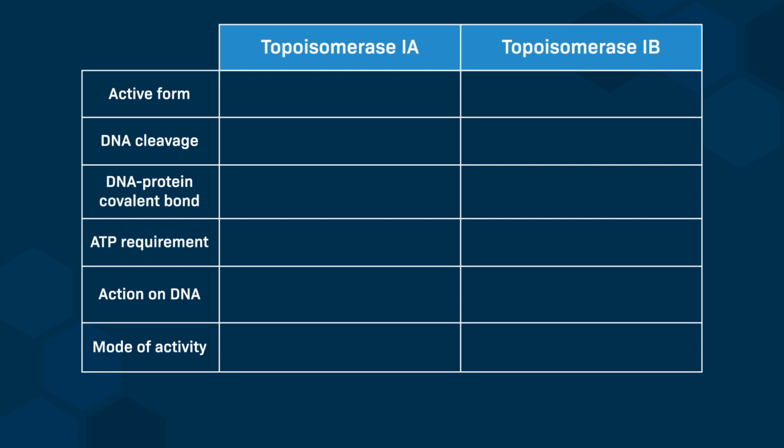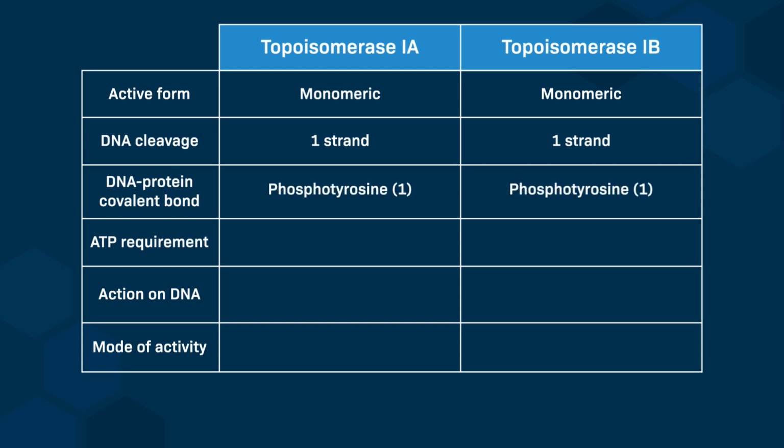If we look at the active form, both topoisomerase 1A and 1B are monomeric, which means that they consist of only one subunit. We've observed that both enzymes cleave and reseal one strand of DNA during their activity. This process involves the formation of a transient covalent bond between a catalytic tyrosine in the enzyme active site and a phosphate group at one end of the cleaved DNA strand. It's known as a phosphotyrosine bond. Because only one strand is cleaved, only one phosphotyrosine bond will form. Notably, this process does not require ATP.